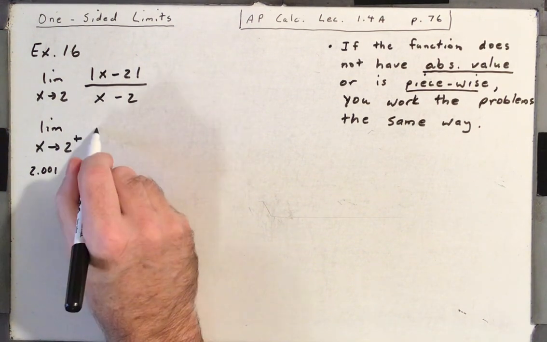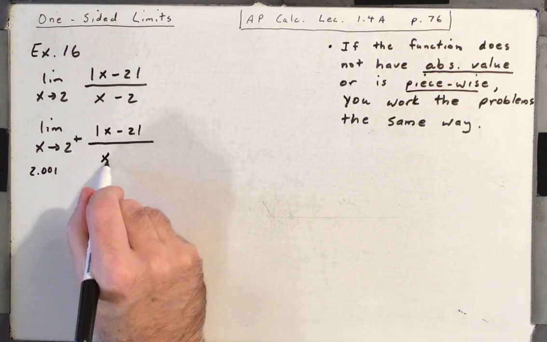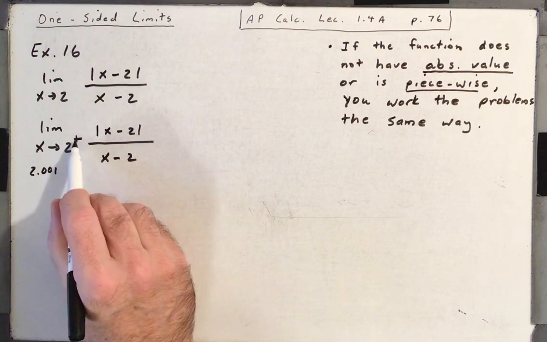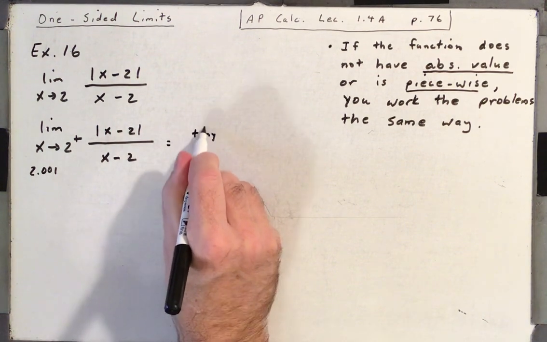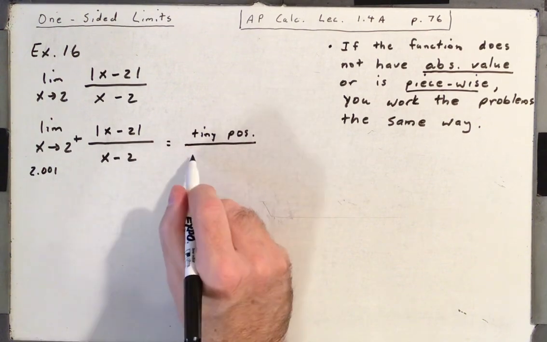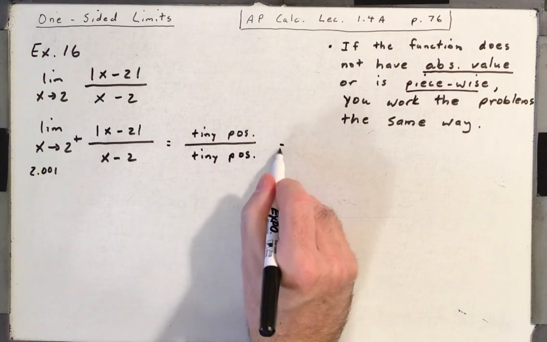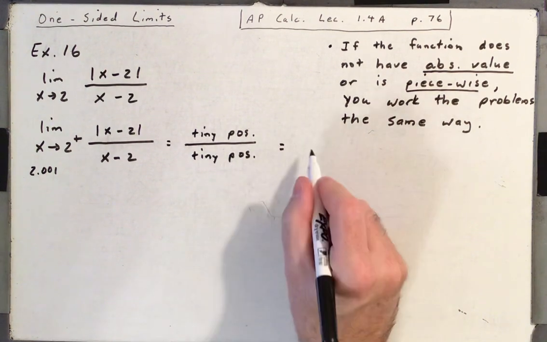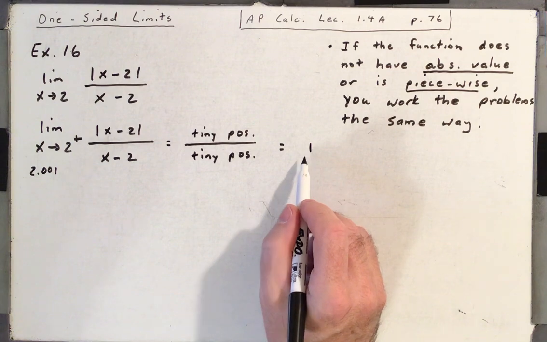Okay, so if you plug in 2.001 in here, something a little bigger than 2, what you're going to get on top is a tiny positive number. And then what you're going to get on bottom is a tiny positive number. Well, a tiny positive divided by a tiny positive is just 1. So from the right, it's 1.